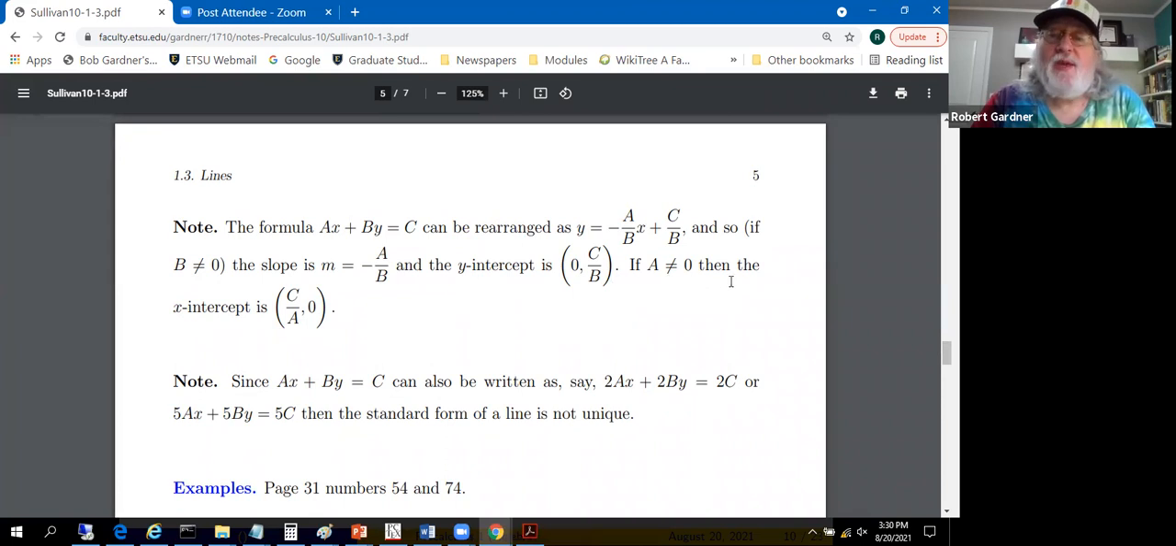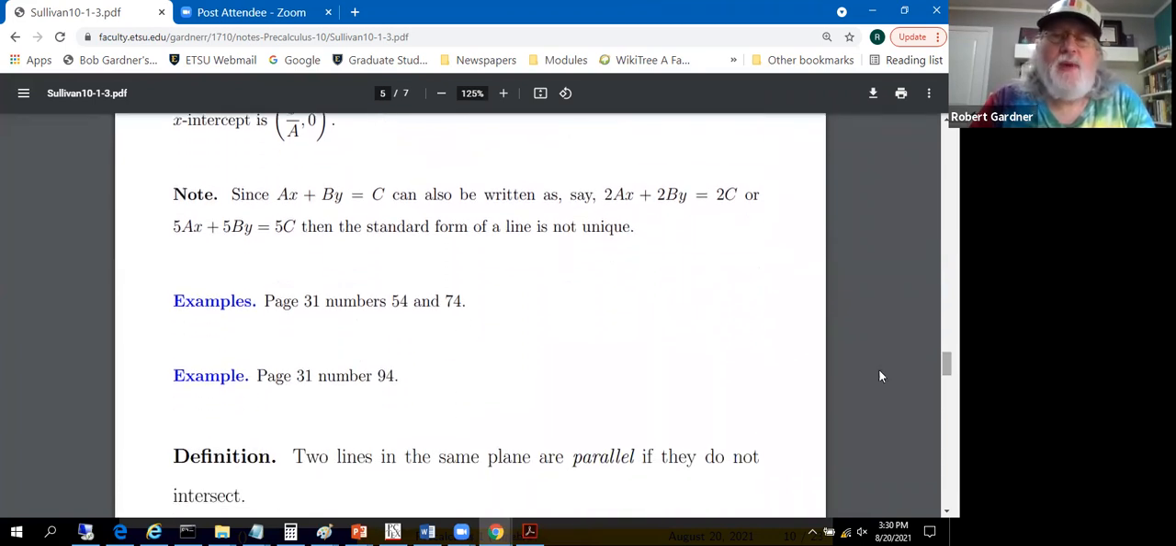If A isn't 0, we can find the x-intercept as well. Simply solve for x when you set y equal to 0, and that'll produce the other intercept if you're into that kind of thing. Of course, my problem with this is if ax plus by equals c, I can also multiply through by 2 or 5 or negative pi. I can multiply both sides by any constant and produce another standard form for the line. The standard form for a line is not unique.